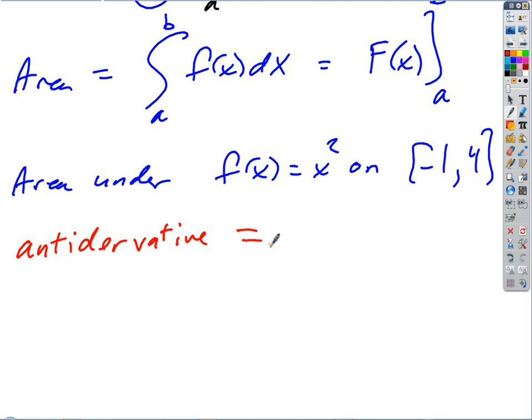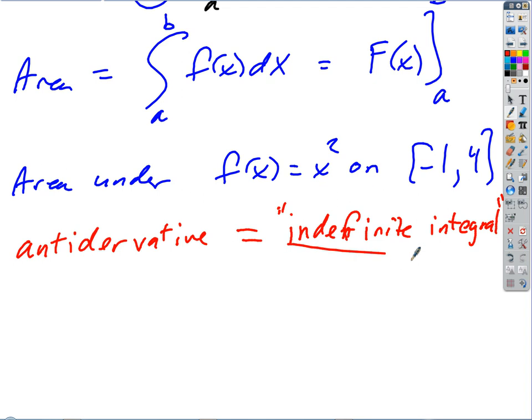Antiderivative is exactly equal to what we call an indefinite integral. In fact, we'll start calling it an indefinite integral. That's really a better calculus term for it. Indefinite because it's got that c in the answer, right? When we did an antiderivative, we got back a whole family of curves.